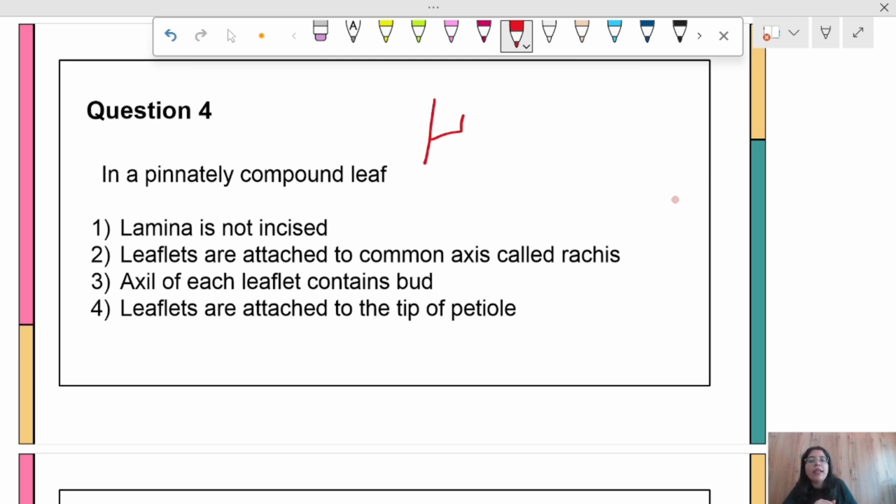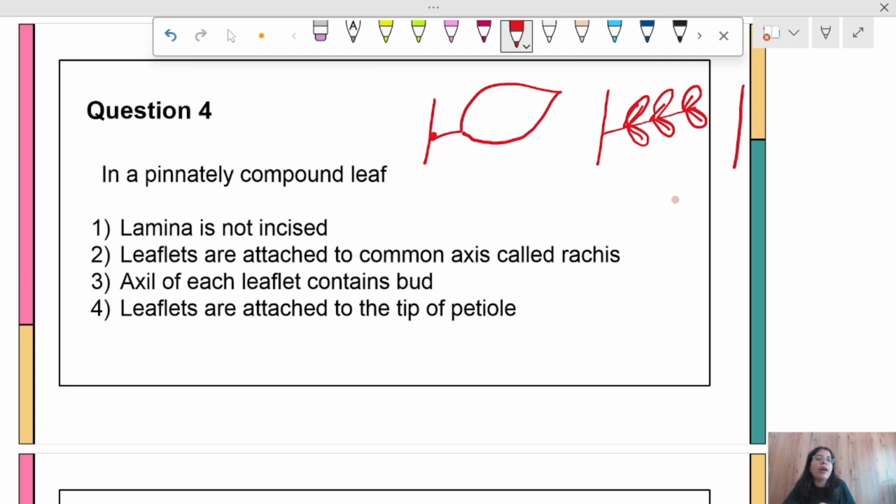First, I will draw a leaf which is called simple leaf. Here you will be having an axillary bud at the base of the leaf. Then here I am drawing another leaf which is pinnately compound leaf. And here I am drawing another leaf which is palmately compound leaf. These two are compound leaves.